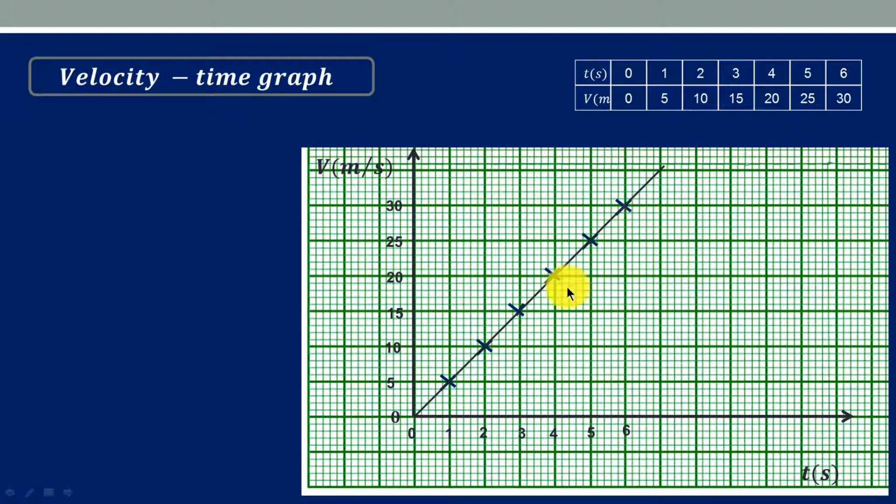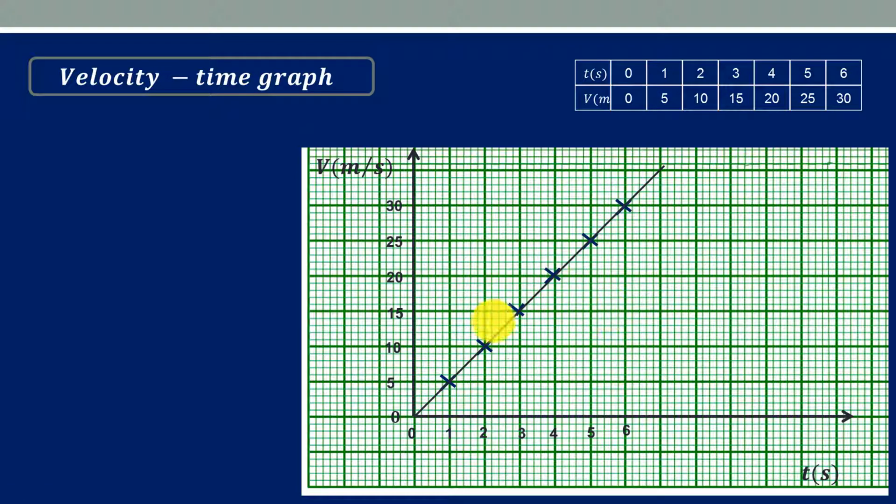It's not always that the points will be in a straight line. Sometimes they can be in a curve. But in this case, if you put a ruler along these points, you'll find that all of them lie on a straight line. So you join them using a straight line using, of course, a ruler.